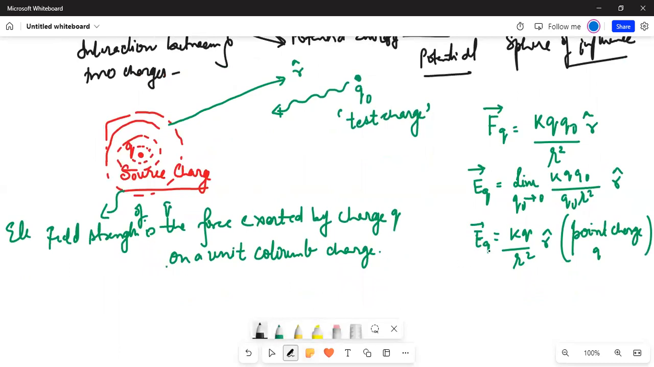See, if I want to find force from the field, what am I supposed to do? So here, what is the force on Q naught? Force on Q naught is nothing but it is equal to Q naught times electric field, isn't it? Yes, sir. You just multiply Q naught, you will get force on Q naught, isn't it?